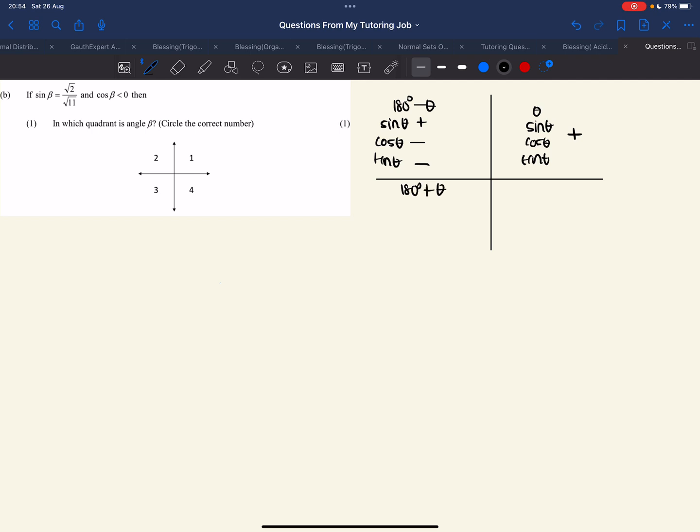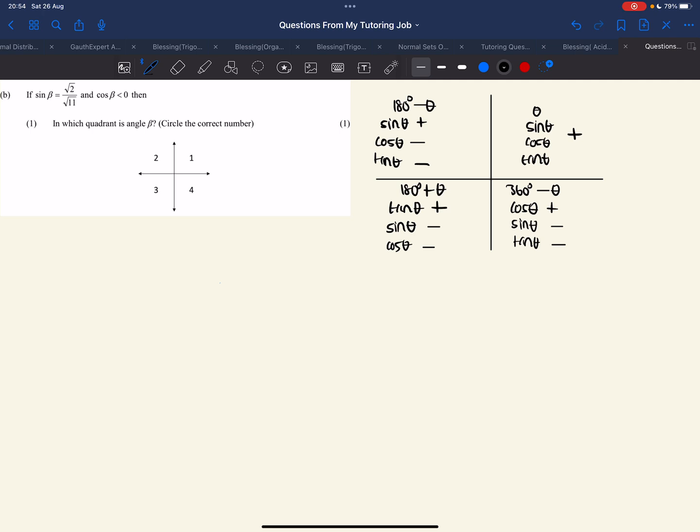And then there we're going to have 180 plus theta, and only here we're going to have tan theta being positive, and then sine theta and cos theta are going to be negative. And then we're going to have 360 degrees minus theta, and only here cos theta will be positive, and then sine theta and tan theta will be negative.